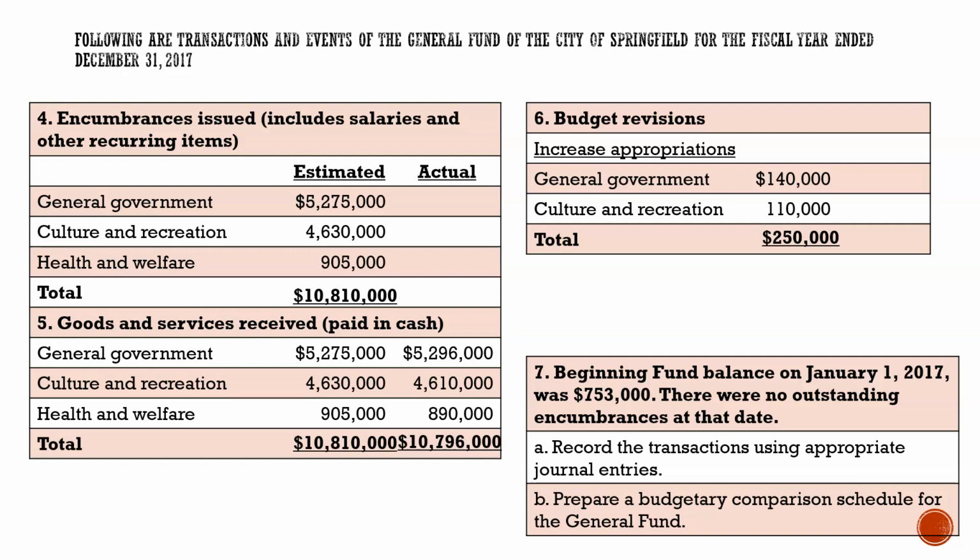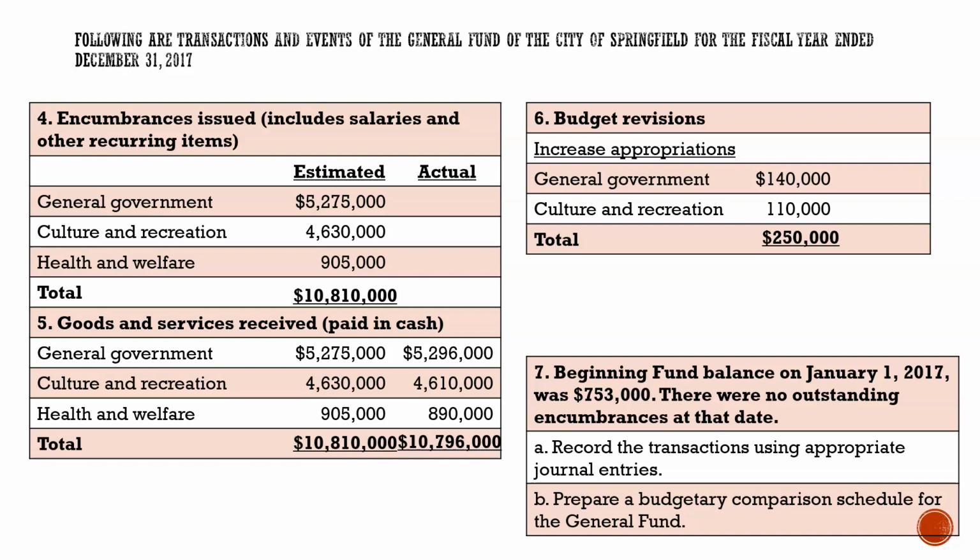And then finally, we're going to see the beginning fund balance on January 1st was $753,000. There's no encumbrances outstanding. Encumbrances are really fun. We'll get into these later on, but if you have outstanding encumbrances, you have to reverse them and then immediately redo them at the beginning of the next period, but we'll get into that later.